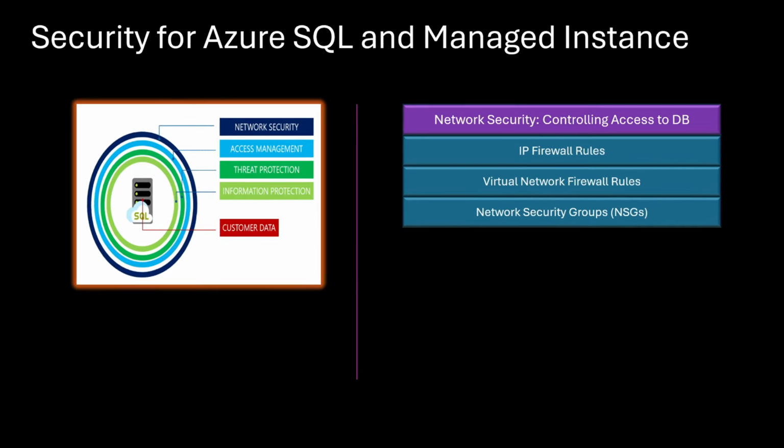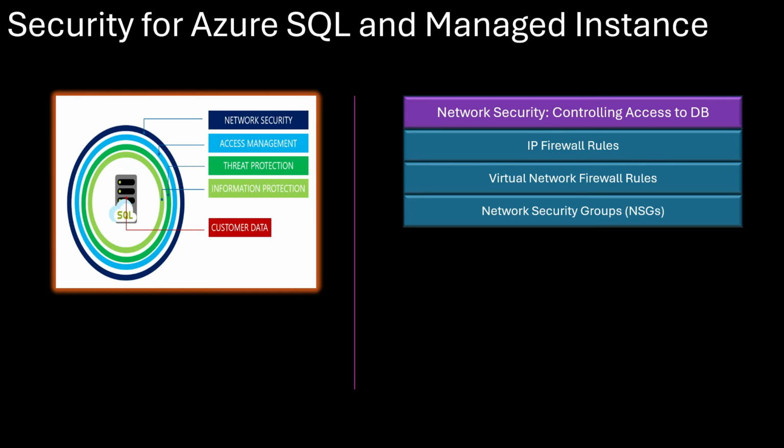By default, Azure SQL services block all incoming network traffic until you explicitly allow access. You can control this access using IP firewall rules, virtual network firewall rules, and network security groups. IP firewall rules can grant access to databases based on the originating IP address.